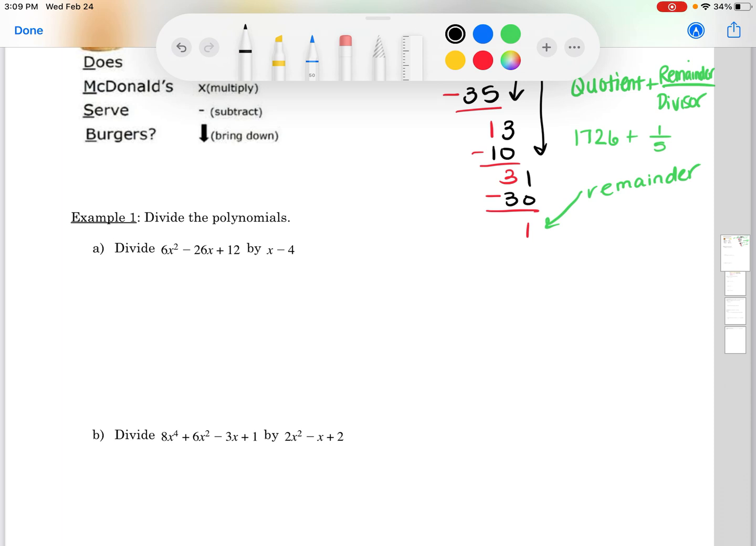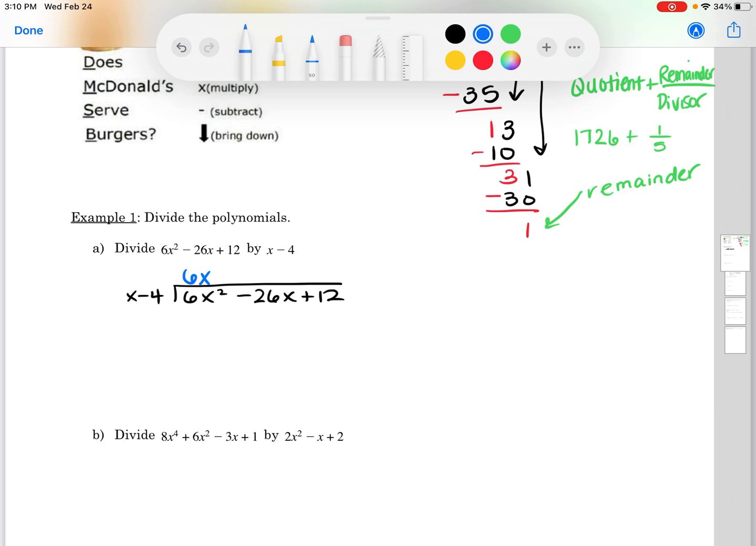If we're going to divide, we're going to put the dividend on the inside. That's 6x squared minus 26x plus 12. We're dividing by x minus 4. Now, what we're really concerned about is that first part, the x. Ignore the minus 4 for now. We'll use it, but we're going to ignore it for now. I want to think, what do I have to multiply x by to turn it into this first term, 6x squared? So x times what is 6x squared? x times 6x. Okay, so that's how many times x goes into 6x squared.